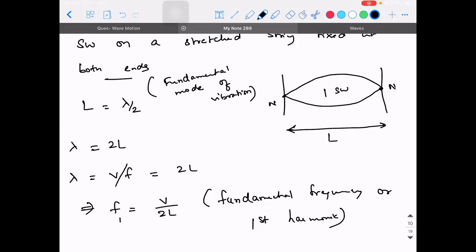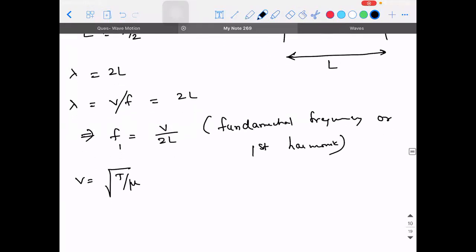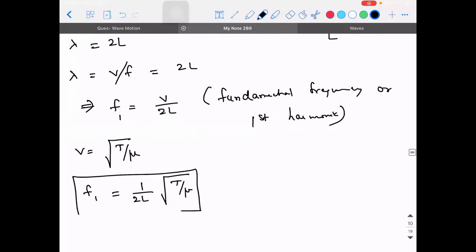So it's called the fundamental frequency or first harmonic. The value of V on a stretched string is given as root of T by mu. This I will explain later, you need not worry about it. So fundamental frequency is 1 divided by 2L into square root of T divided by mu, where T stands for tension and mu stands for mass per unit length, or it's also called linear mass density. Am I clear with this point?